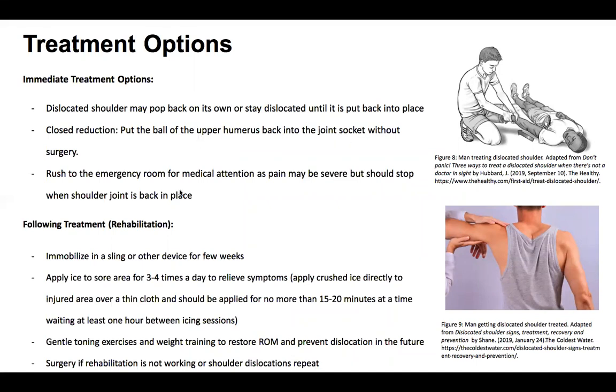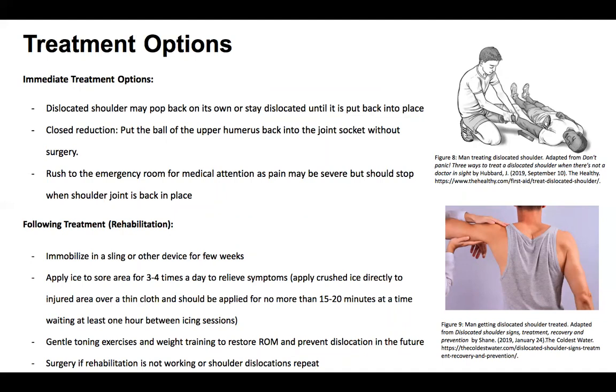A dislocated shoulder may pop back on its own, but you can use a method called closed reduction, which is putting the ball of the upper humerus back into the joint socket without surgery. But usually, it's more practical to rush to the emergency room for medical attention, which may be painful, but it should stop when the shoulder joint is back in place.